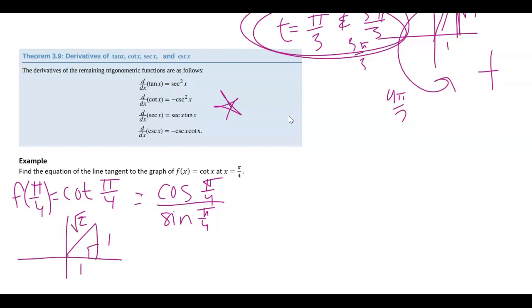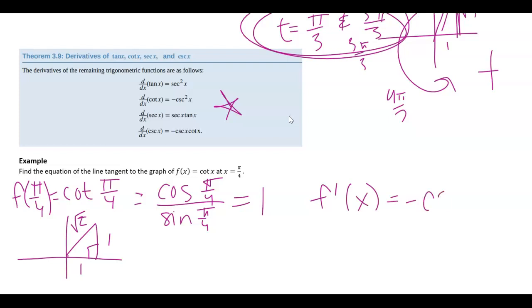It is our special right triangle with a 45-degree angle there. And so cotangent is going to be 1, no matter which way that you look at that. Okay, so on my graph, cotangent when x equals pi over 4 is 1 in the rectangular coordinate system. All right, let's find f prime because that's going to give me the slope.